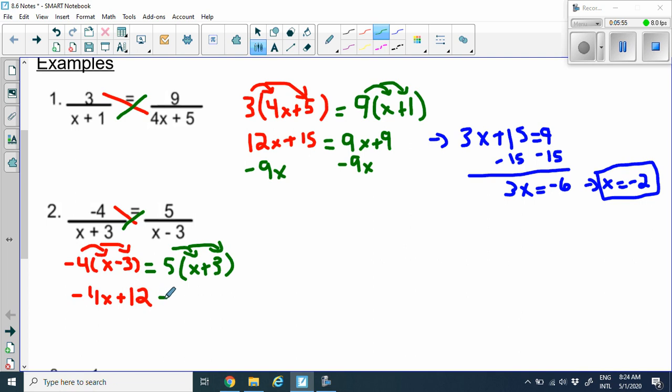So I get 5x plus 15. This time I did that part correctly. Oops, let's write a 15, not 13. So make sure you distribute those values correctly. So now we're going to solve. I like to keep my x positive, so I'm going to go ahead and add 4x to both sides, just because I always find it a little bit easier to keep my x's positive.